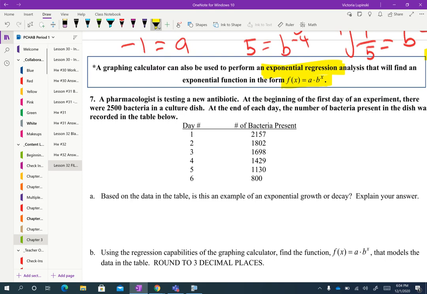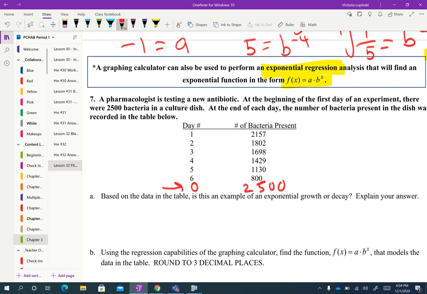So notice here that you have a pharmacologist testing a new antibiotic, very appropriate given our COVID situation. At the beginning of the first day, there are 2,500 bacteria. Notice that that does not appear anywhere in the table, so you actually should add it in. On day 0, when this experiment starts, there are 2,500 bacteria. Then they give you a couple of values based on each day.